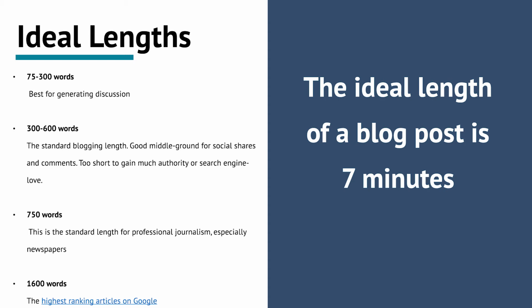750 words is what they say is ideal for journalism, especially for newspapers. So potentially, if a newspaper is resharing an article from their paper, you might find that it's going to be in that 750 word count if it's a really strong editorial piece. So these are just some ideal lengths. It's not absolute, but it's just something to consider when you are writing your blogs.